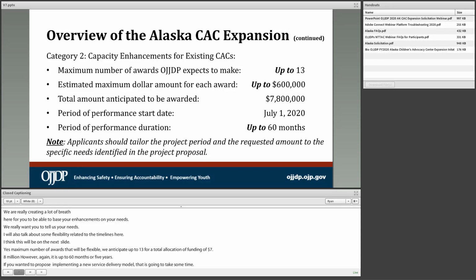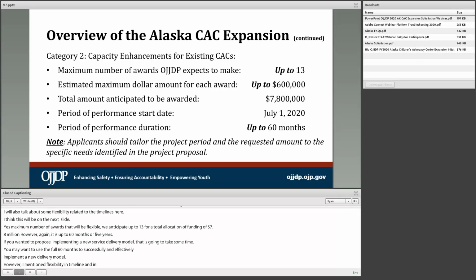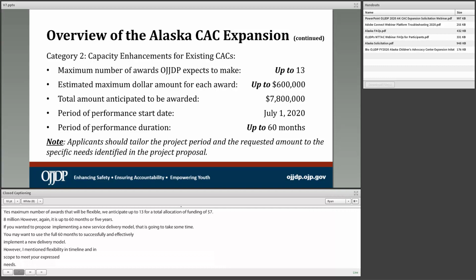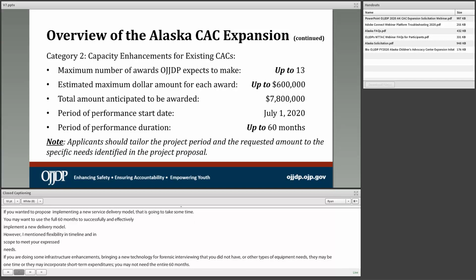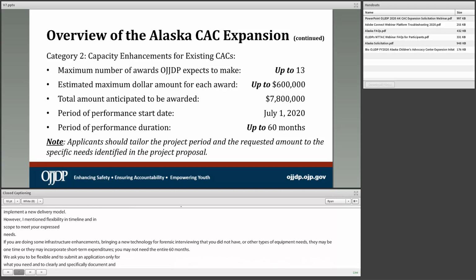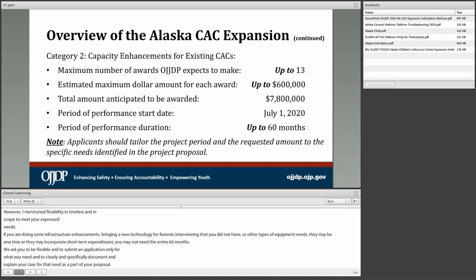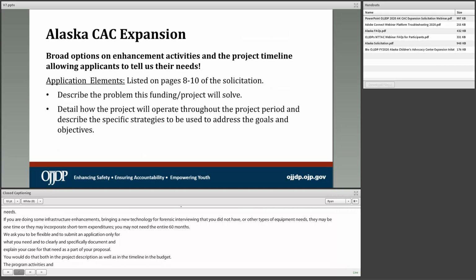However, I mentioned flexibility in timeline and in scope to meet your expressed needs. If you were doing some infrastructure enhancements, bringing in new technology for forensic interviewing that you didn't have, or other types of equipment needs that may be one time or may incorporate short-term expenditures, you may not need the entire 60 months. We ask you to be flexible and to submit an application only for what you need, and to clearly and specifically document and explain your case for that need as a part of your proposal. So you would do that both in the project description as well as in the timeline and the budget. And the program activities and scope that you outline should align very clearly with the timeline that you outline, which should align very clearly with the budget. So all three of those things should support each other.